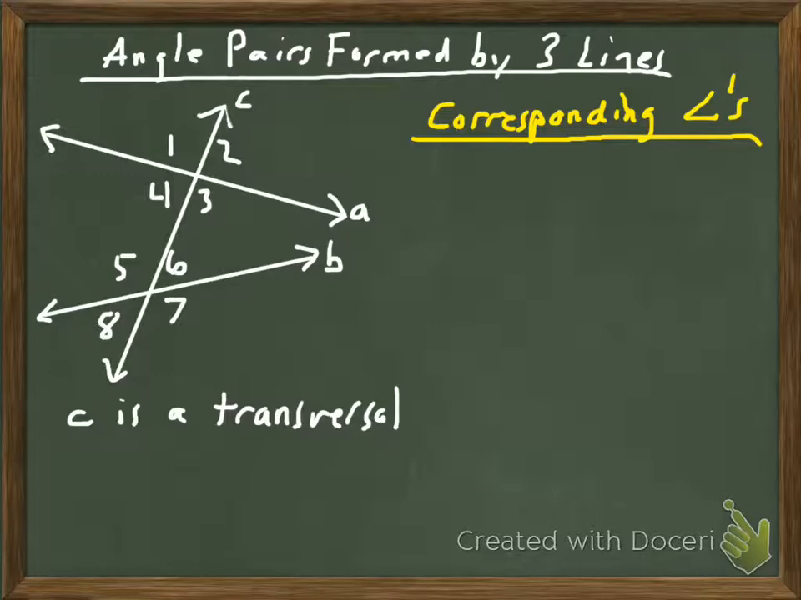So I'm going to list the corresponding angles here. Angle 1 and angle 5. There and there. They're in corresponding positions. What's another pair of corresponding angles that you see? Well, how about angle 4 and angle 8? They're both the lower left angle at their respective intersections, so they're going to be corresponding angles.